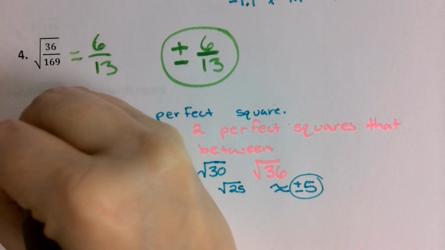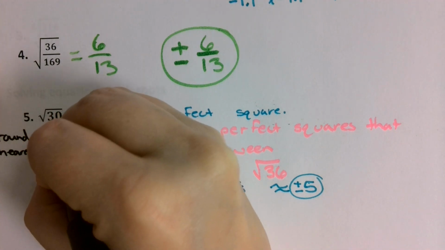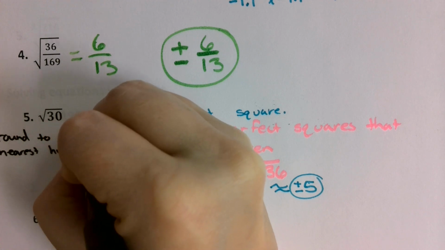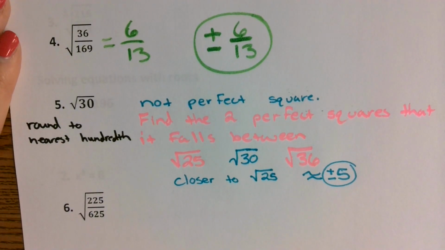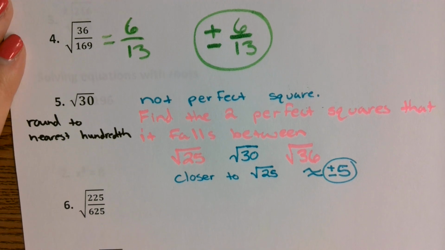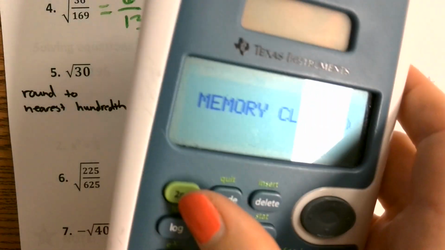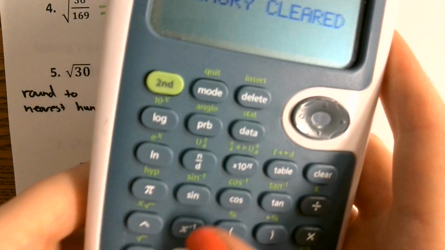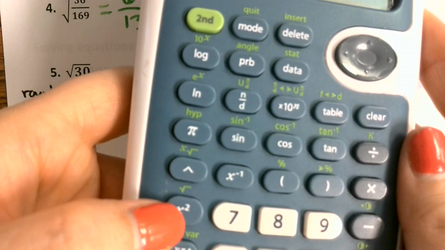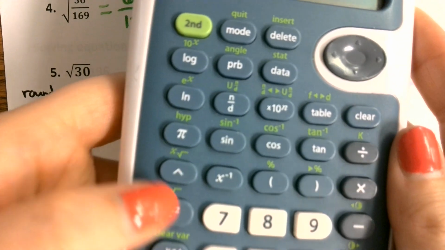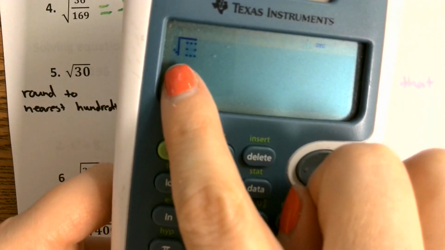Round to the nearest hundredth. If it's asking us to round to the nearest hundredth, then that's when we would physically find that square root. We would type second, and we would type that x squared button. That x squared button has the square root symbol above it, so everybody should see the square root symbol.